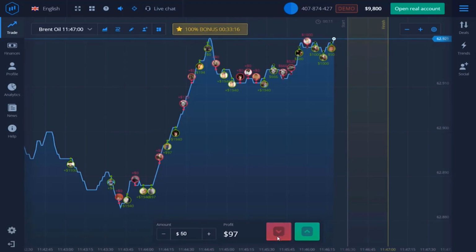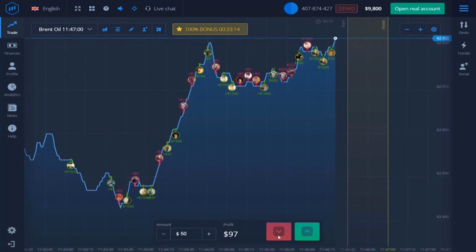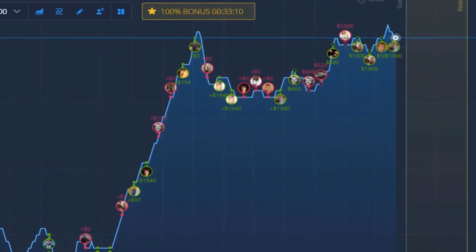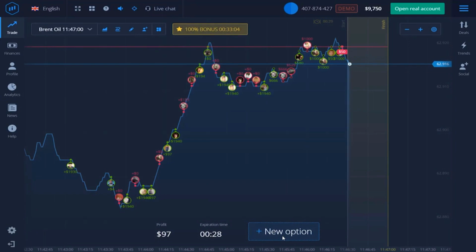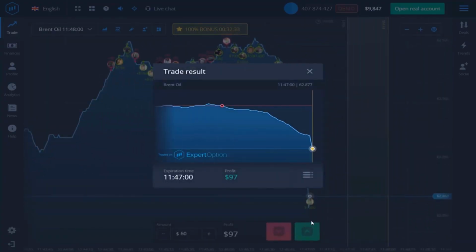Now, from previous trends, I see the price of Brent crude oil is mostly in a downward direction, so I will buy it for the amount of $50, preferably at the moment of its upward peak, right there. I think in the following 30 seconds, the price will follow its trend and go down. If it does, I will earn $97. As you can see, my prediction was true.